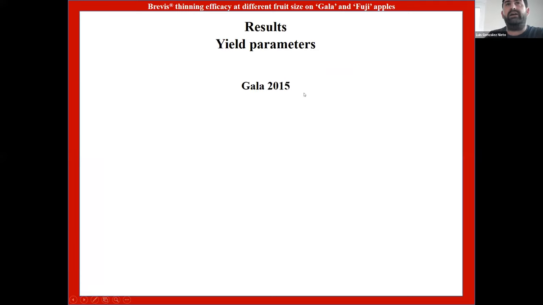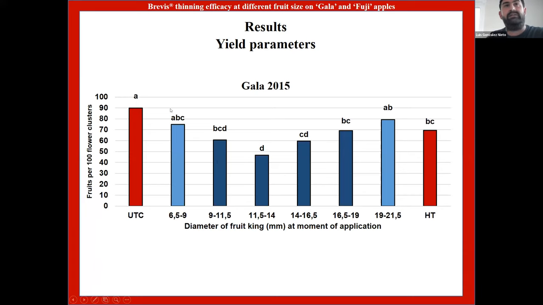Okay, this is the year with higher efficiency, with the variety with higher susceptibility, in 2015, and the behavior is the same. Okay, in this case, we see we have the same crop load in comparison with hand thinning in the ranges between 9 millimeters and 19 millimeters. Okay, all these treatments show efficiency of Metamitron, but if you look after the 6.5 treatment, when the fruit diameter increases the efficiency increases, until we arrive at the moment of maximum sensibility of the fruit, at fruit diameters between 11.5 and 14 millimeters.